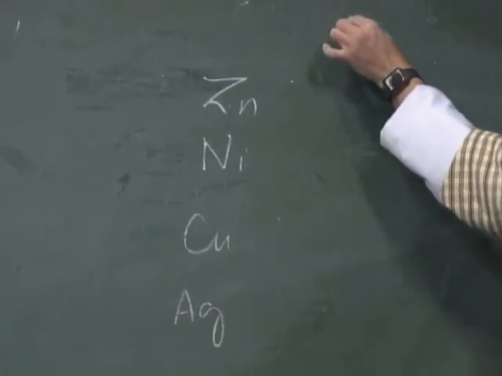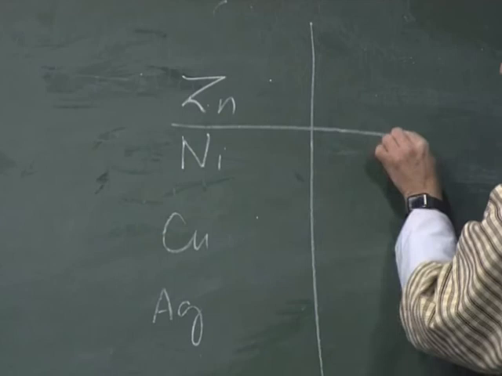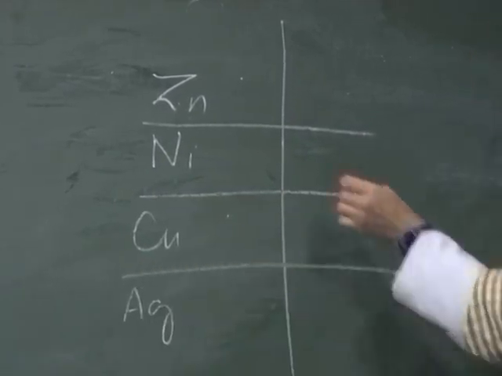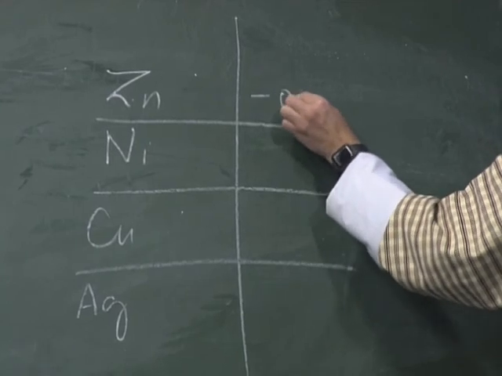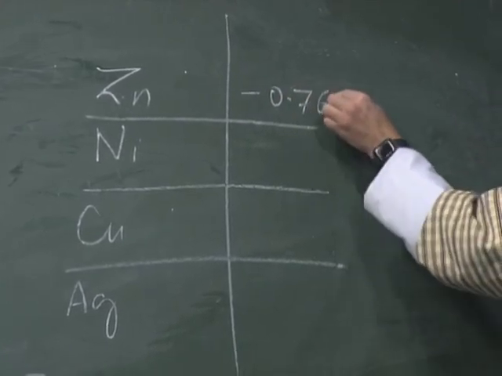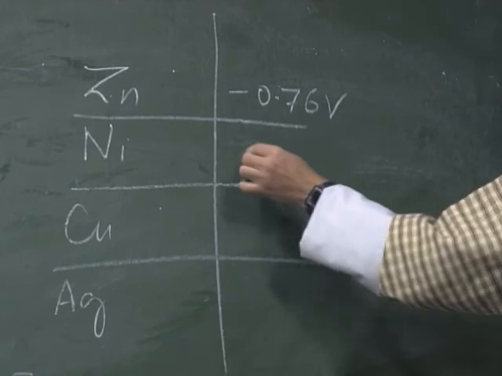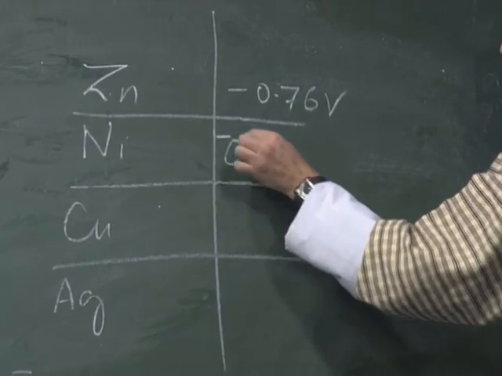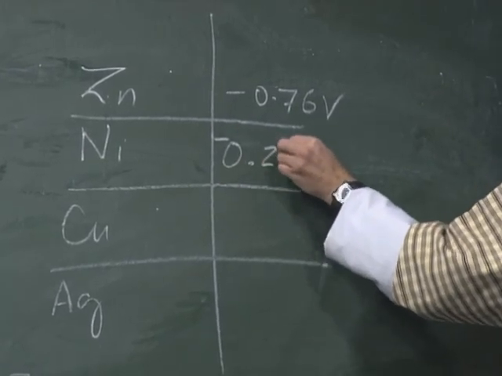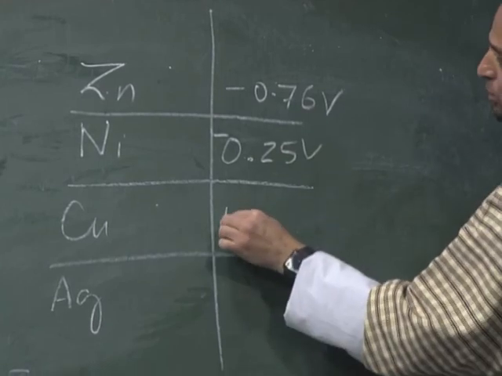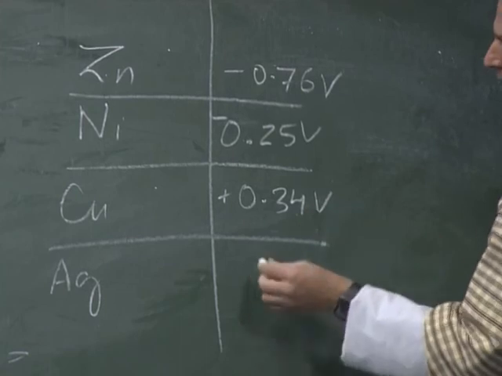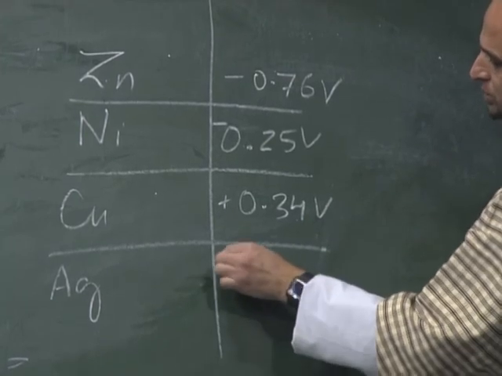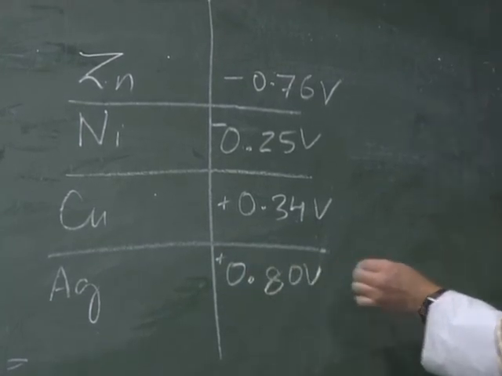So, reduction potential values for these elements are: for zinc, the standard reduction potential is negative 0.76 volt. For nickel, it is negative 0.25 volt. For copper, it is positive 0.34 volt, and for silver, it is positive 0.80 volt.